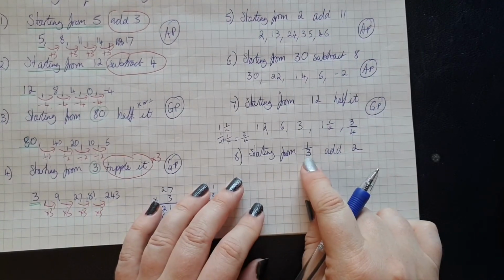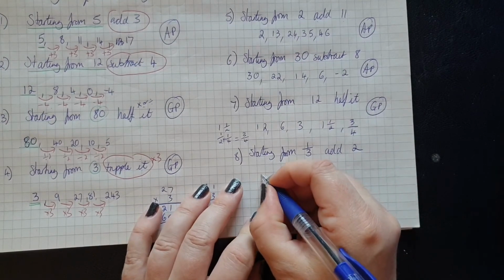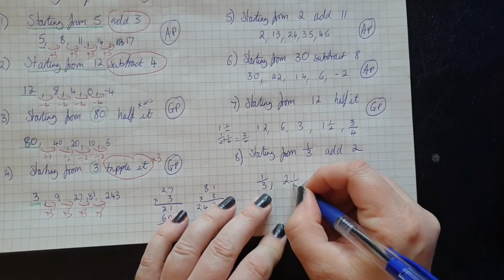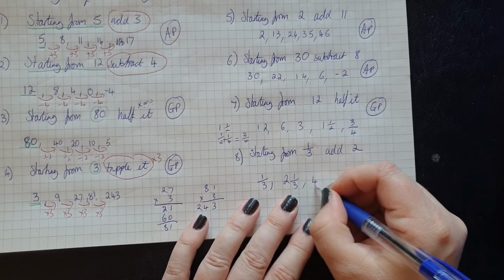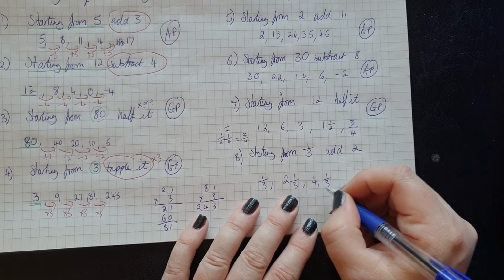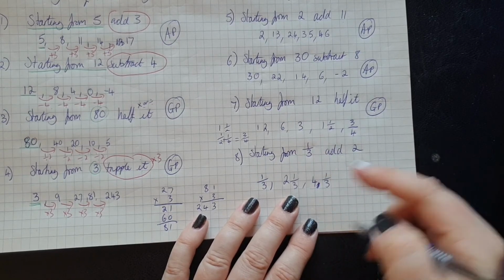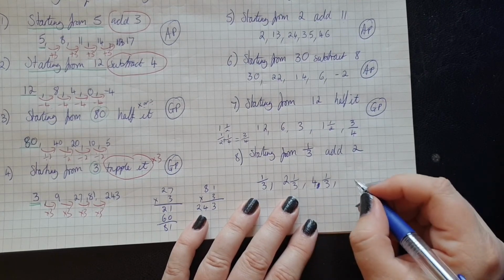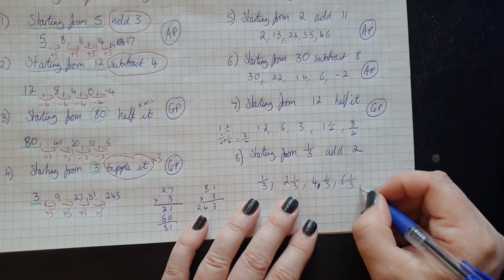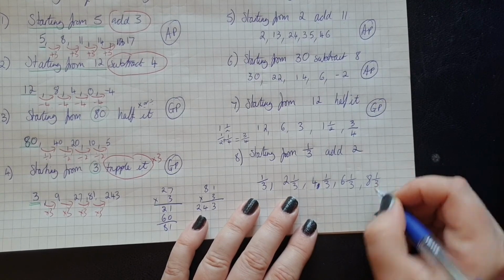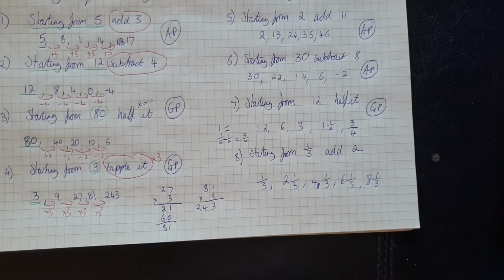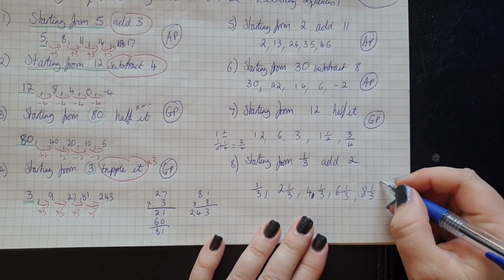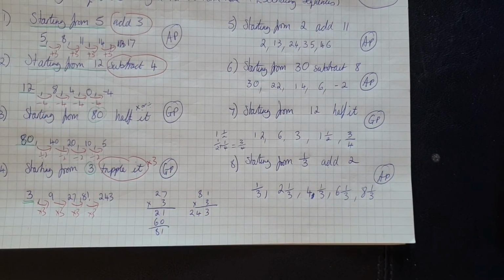Final one, starting from a third, add 2. So we've got a third, 2 and a third, 4 and a third. Don't need a comma there. Commas between numbers, not within numbers. 4 and a third, 6 and a third, 8 and a third. 1, 2, 3, 4, 5. And again, going back to here, because we're adding 2, it is another example of an AP or arithmetic progression.